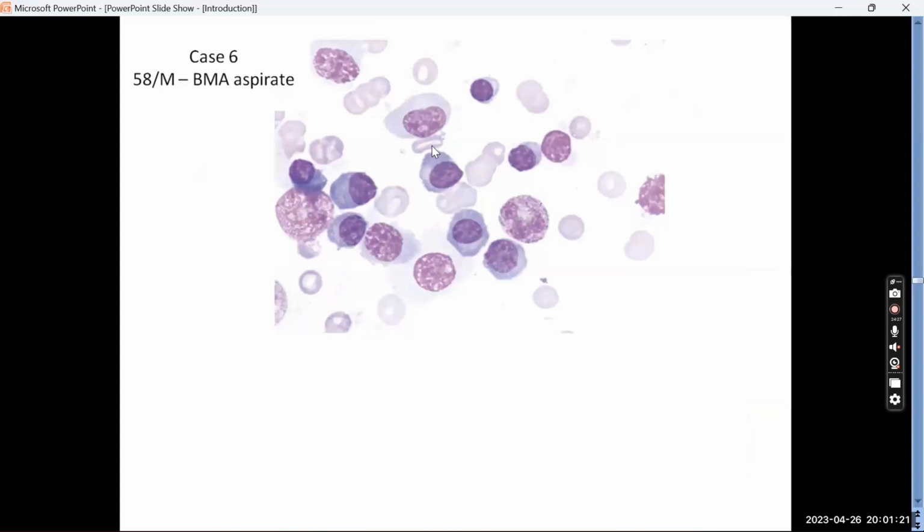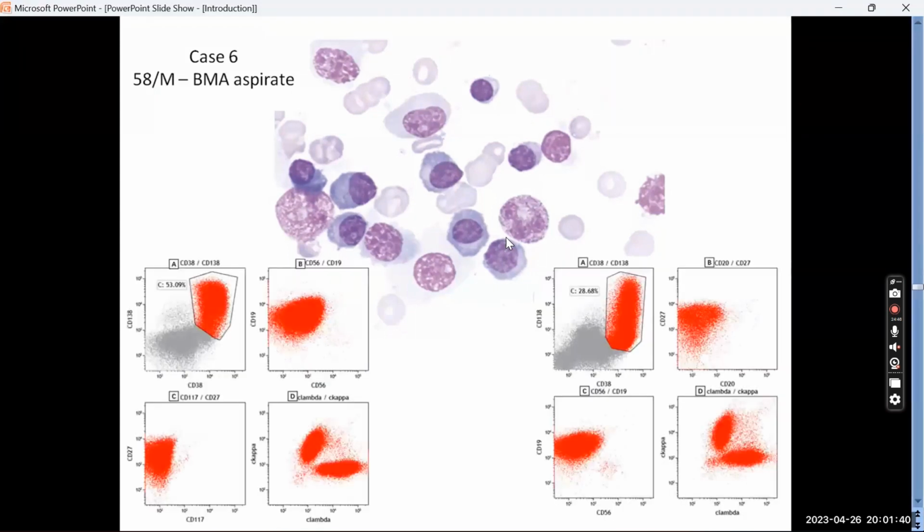This is a bone marrow aspirate, and I suppose nobody has difficulty in identifying these cells. These cells were increased. So we thought this could be a plasma cell dyscrasia and of course a myeloma, and we did flow. The plasma cells, if I'm not wrong, this is a case of some chronic something, and the plasma cells are around 16%. We did flow.